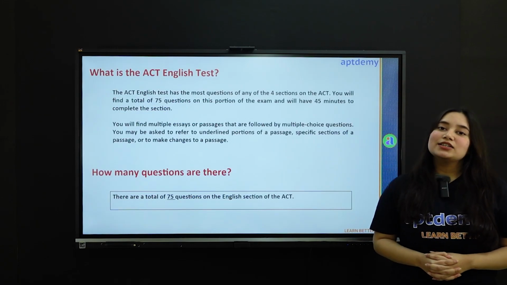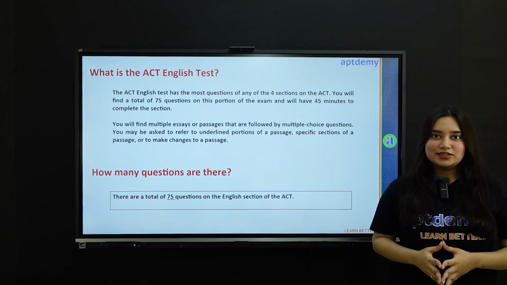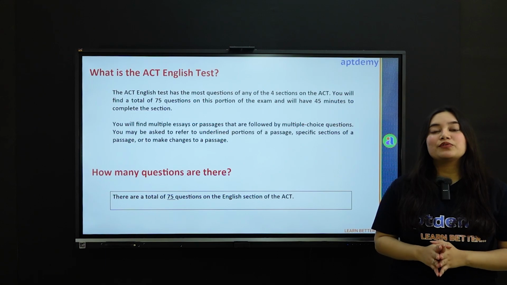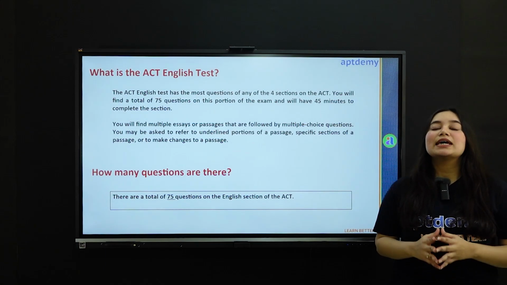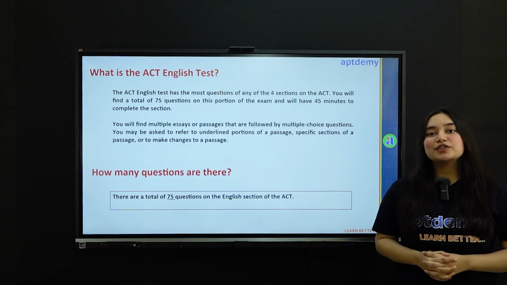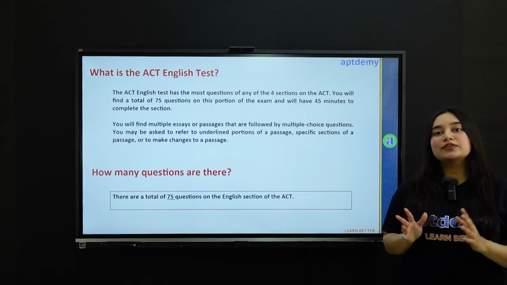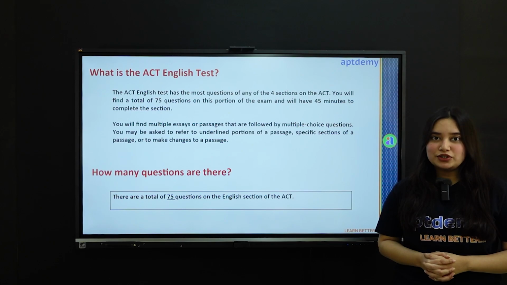The ACT English tests a student's knowledge of the conventions of standard written English. You will see the maximum number of questions in this section. You'll have to solve 75 questions in 45 minutes. You will get essay or passage based questions with underlined portions, and the underlined portions will be the ones that you have to change according to the instruction given.